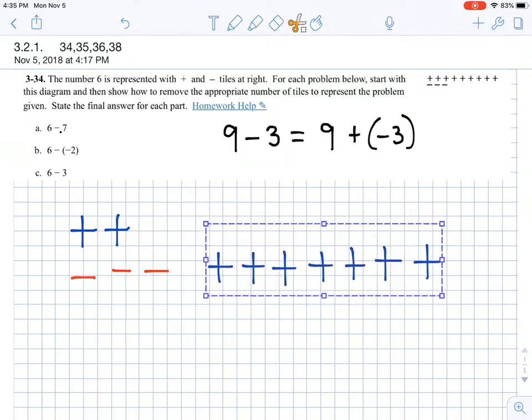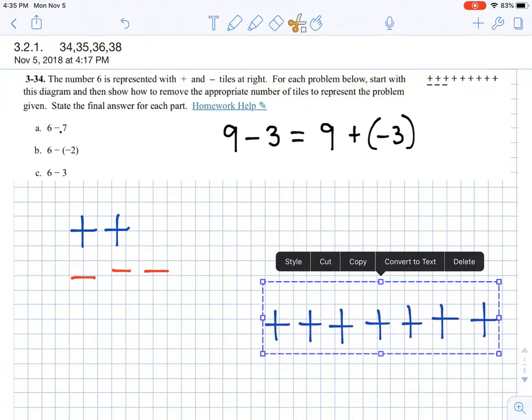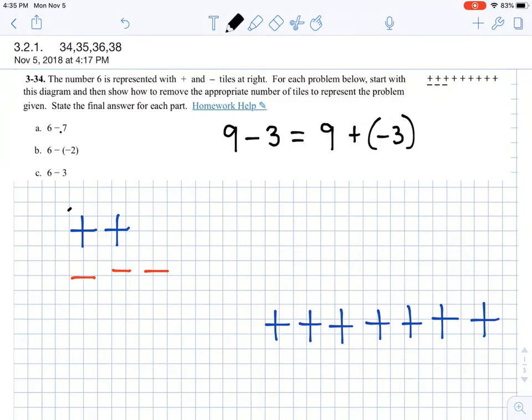So if I take this 7 away from my problem, we're not looking at it anymore, we're just looking at this. Then these two make a 0, these two make a 0, and I'm left with negative 1. So 6 minus 7 is negative 1.